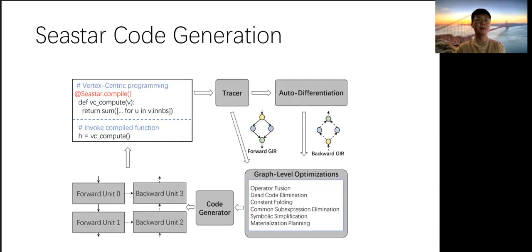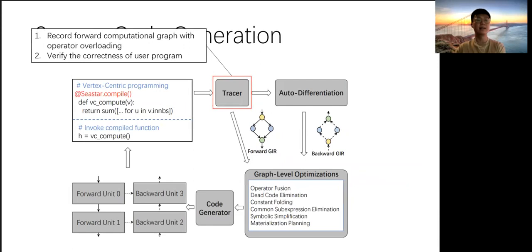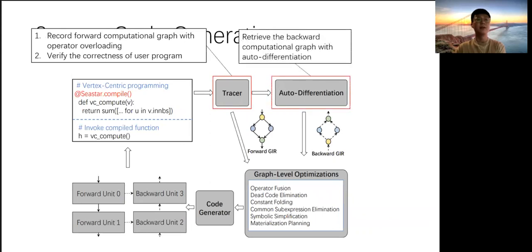Next, we describe the code generation process of Seastar. The tracer takes the vertex-centric program and records each operator in the forward computational graph with operator overloading. It also verifies the correctness of the user's program. We embed an auto-differentiation module to derive the backward computational graph from the forward computational graph.